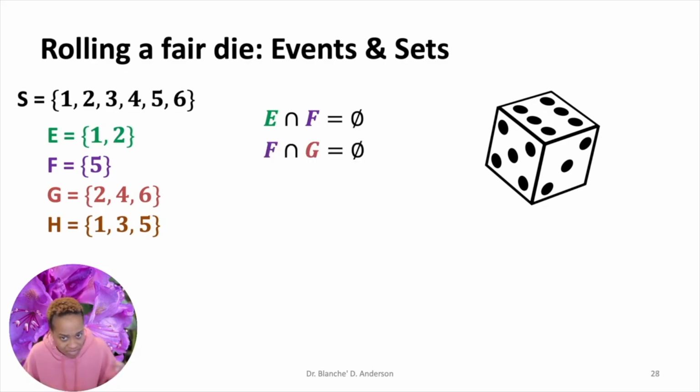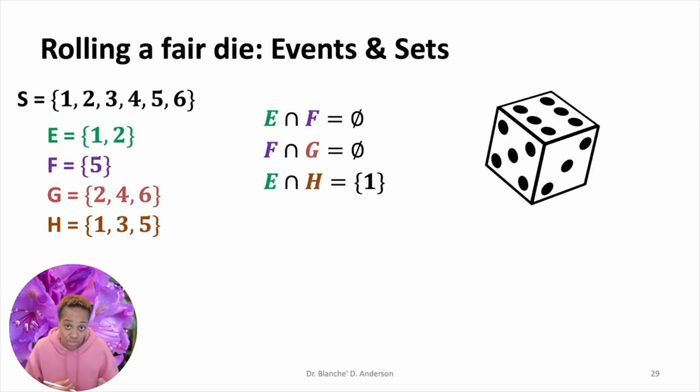See? Very simple. Set F is rolling a 5, and event G is rolling an even number. Well, 5 is odd, so they don't have anything in common. So the intersection of event F and event G, or set F and set G, would also be the null set, and these would be disjoint sets.